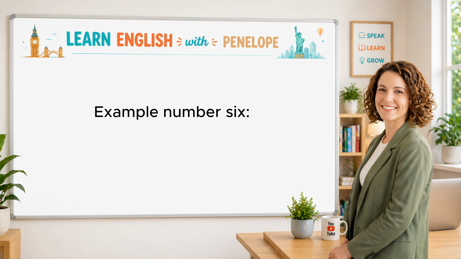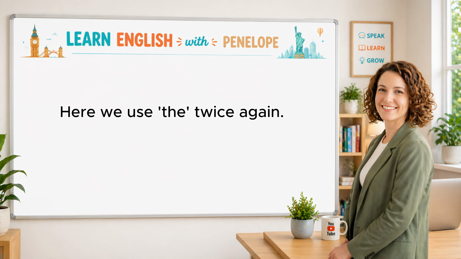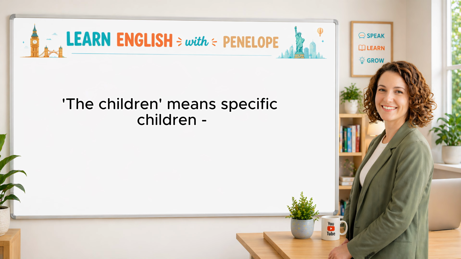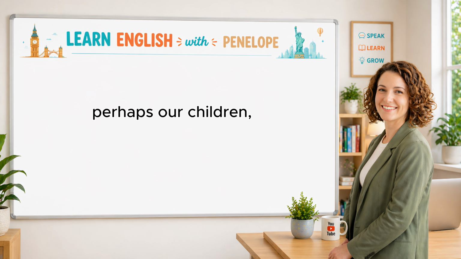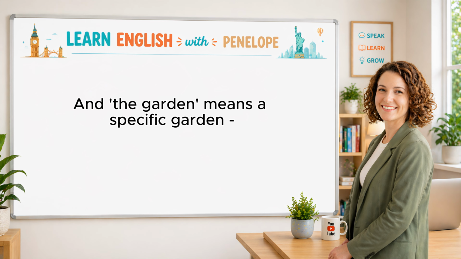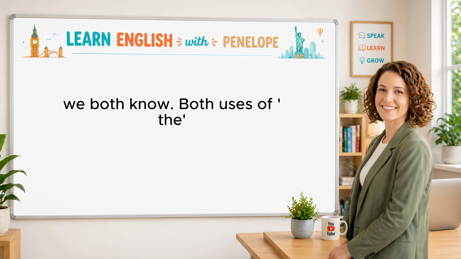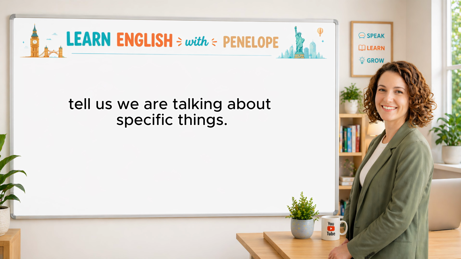Example number 6. The children are playing in the garden. Here we use "the" twice again. "The children" means specific children, perhaps our children or the children we were just talking about. And "the garden" means a specific garden, maybe our garden or the garden we both know. Both uses of "the" tell us we are talking about specific things.